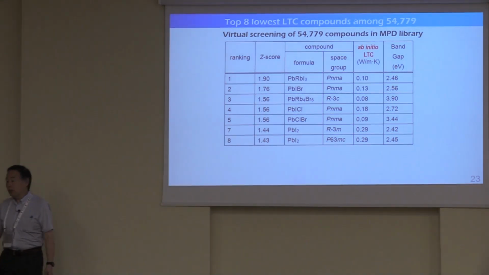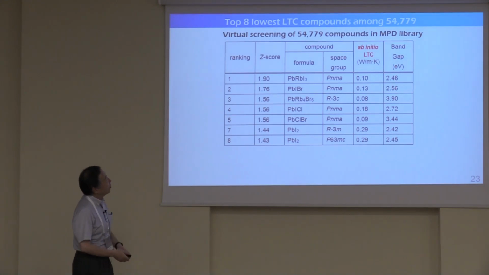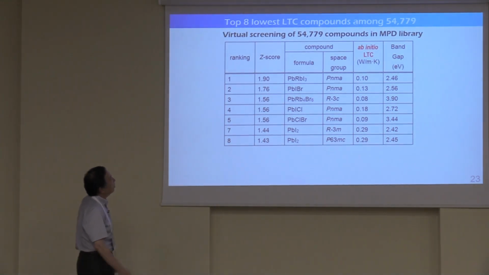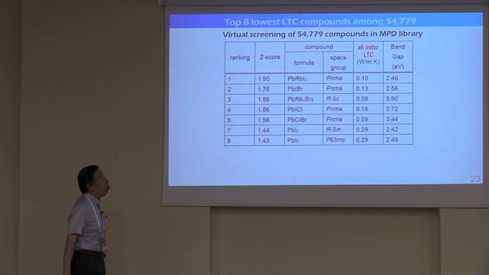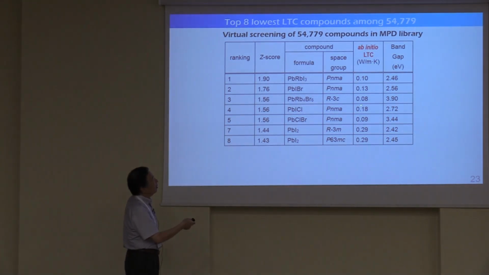Remember that we were interested in finding crystals which have lower thermal conductivity than the current one. It is something like 1. Window glass is 1 watt per meter Kelvin. So the first one already attained 0.1 watt per meter Kelvin, of course by theoretical calculation. But well, they are not bad. Actually, they are quite good.